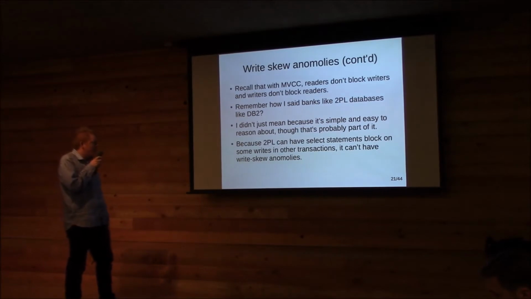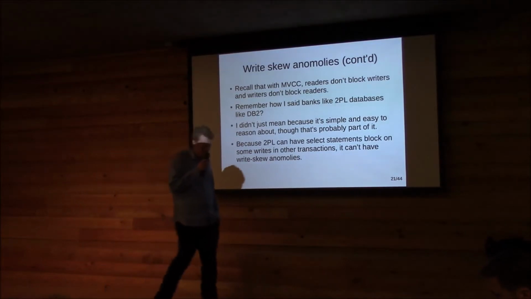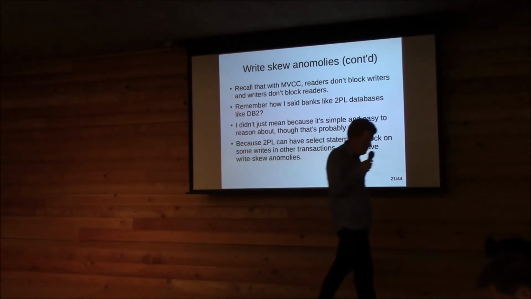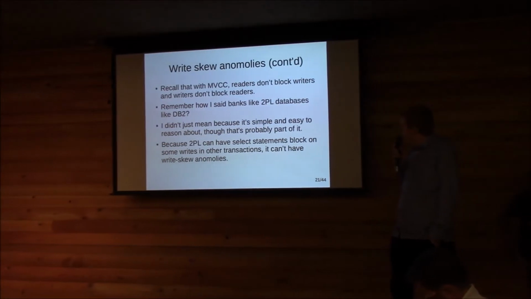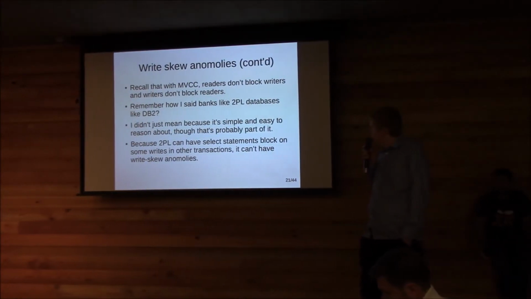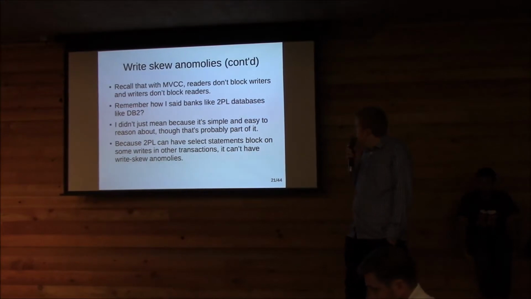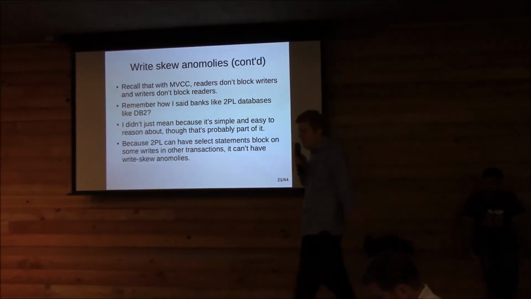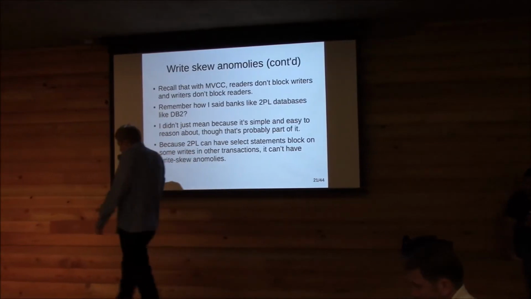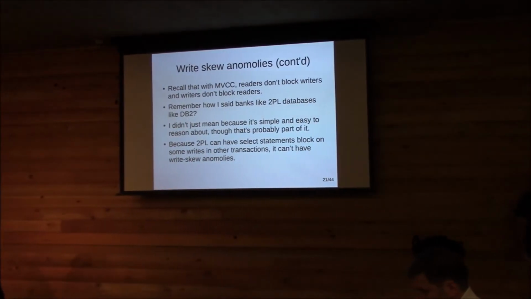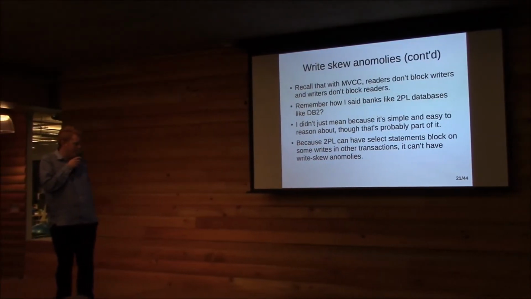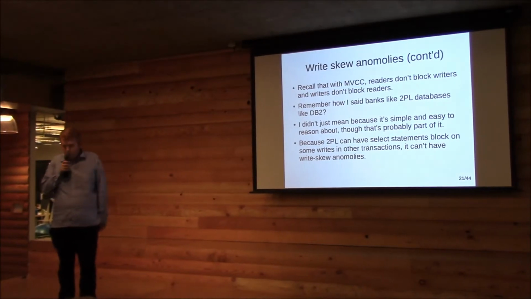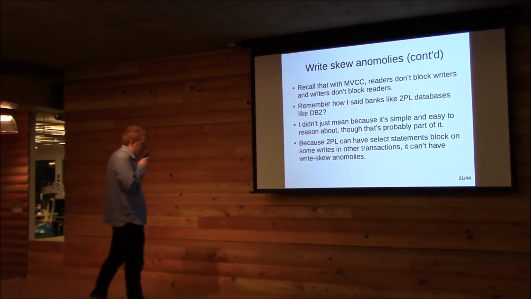So recall that with MVCC, readers don't block writers, writers don't block readers. This is really cool. This is really useful. And it is pretty much the dominant model. Remember also that I said that banks like two-phase locking databases, like DB2. They like them because they're simple, easy to reason about, easy to understand. It's a very simple model when you think about it. It can have right skew anomalies because readers do block writers. Writers do block readers, unlike with Postgres. Slide.